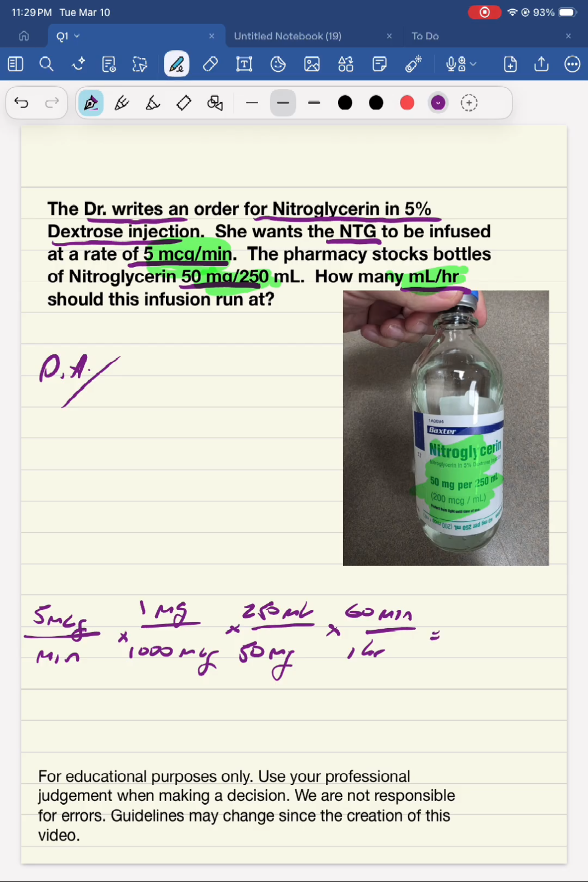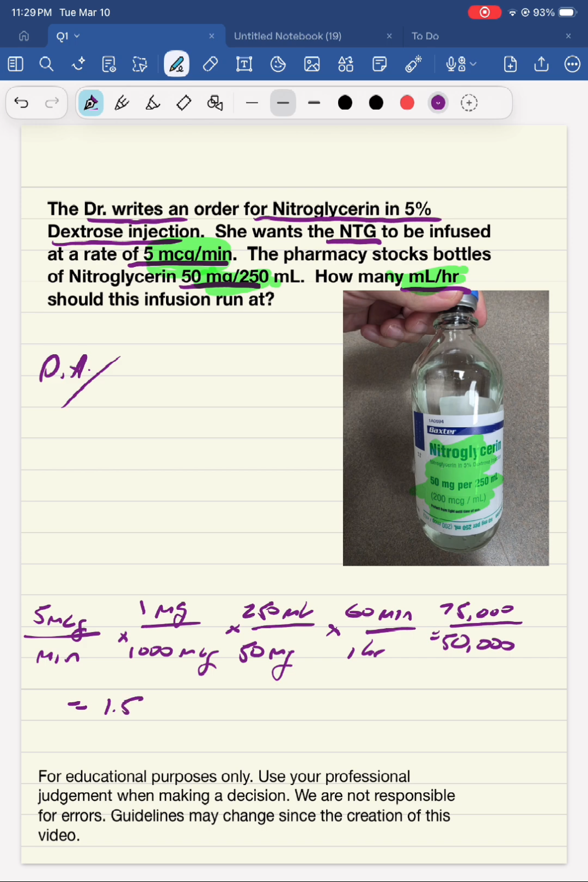We multiply 5 times 1 times 250 times 60. We get 75,000 over 1,000 times 50. The answer is 50,000. 75,000 divided by 50,000 is equal to 1.5.